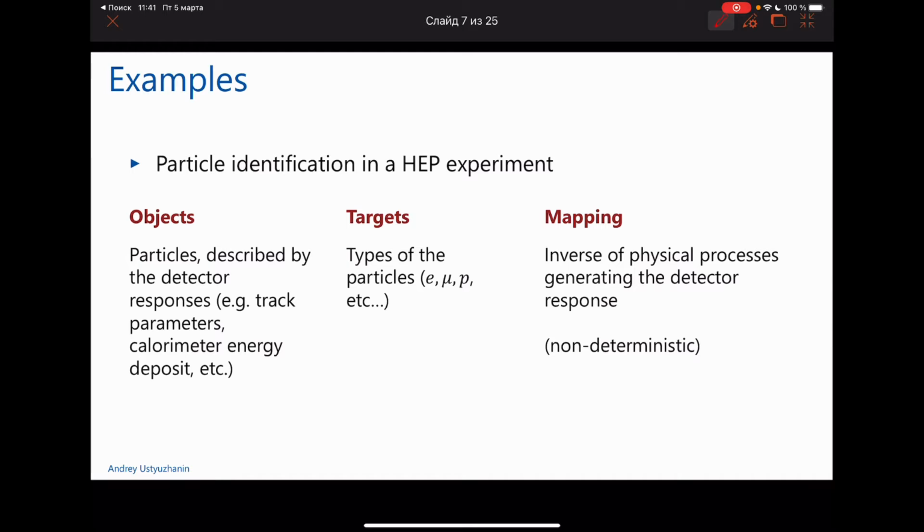In particle physics, of course, a popular application for such methods is particle identification. So we want to infer the type of particle, electrons, muons, or protons, or whatever, based on the properties that we get from the detector. It could be track parameters, its curvature, its angle, etc. Or it could be energy deposition in the calorimeter.